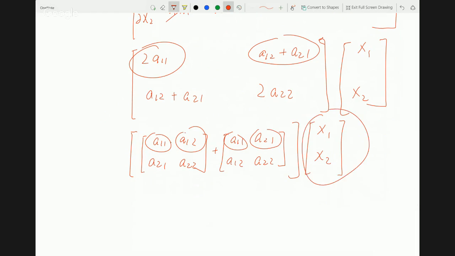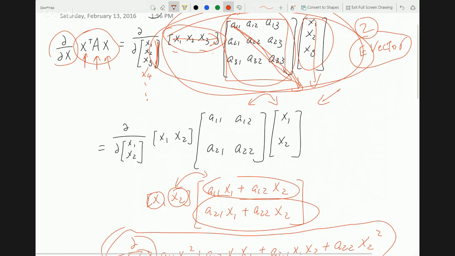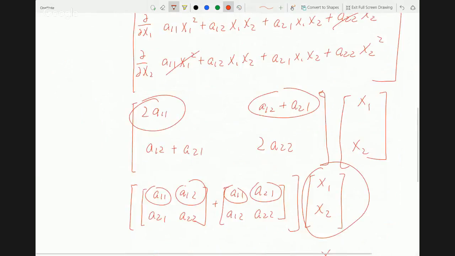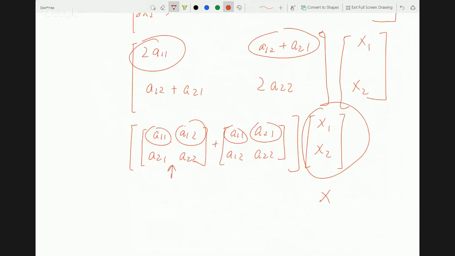Now, what is this? Well, this is x. This is this thing right here. And what is A? A is right here: A11, A12, A21, A22. So this right here is A. And what is this? Well, it's A11, A21 instead of 12, and this is 12 instead of 21. So this is switched. And therefore, this is A transpose.